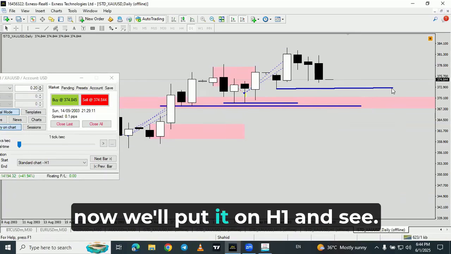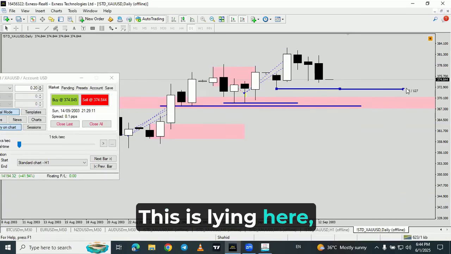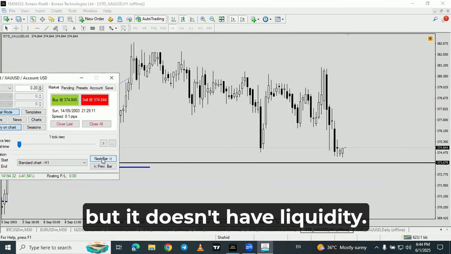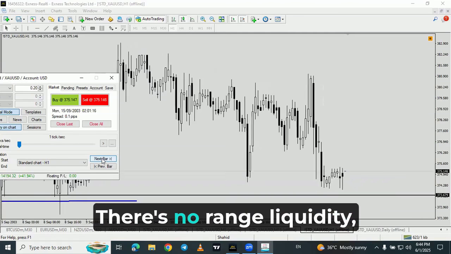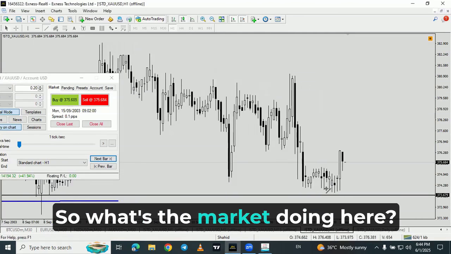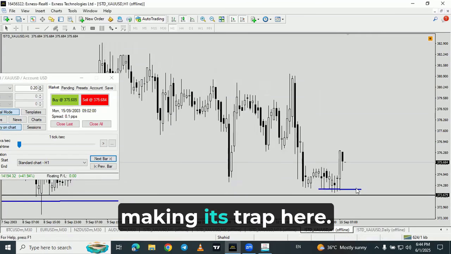All right, now we'll put it on H1 and see it hasn't shifted yet. This is lying here, it should be picked. If you see, the market has done sell side here and here it's done some right side, but it doesn't have liquidity. There's no range liquidity and this low hasn't happened. So what's the market doing here? It's making a trap, making its trap here.